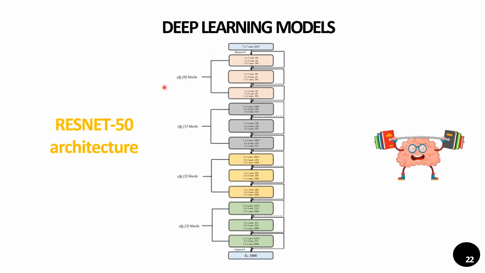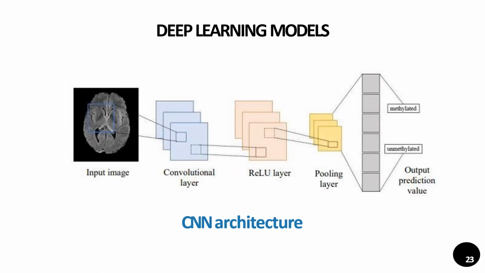So we implement 2 deep learning models. The first one is the ResNet-50. So this is the architecture of the ResNet-50. And this is the architecture of the convolutional neural network. It consists of the convolutional layer, the rectified linear unit layer, the pooling layer, and finally the output prediction value.